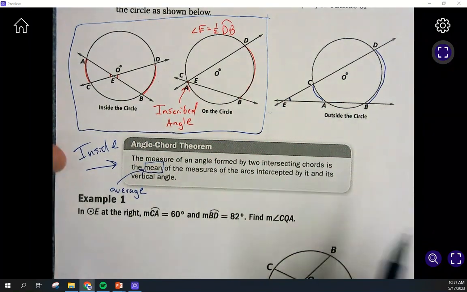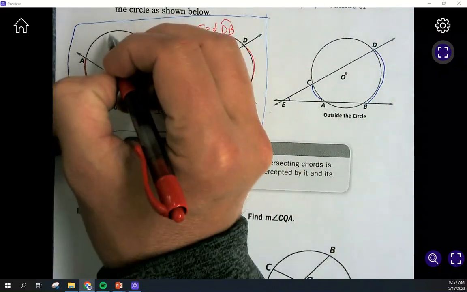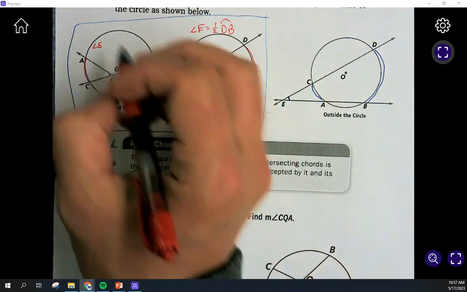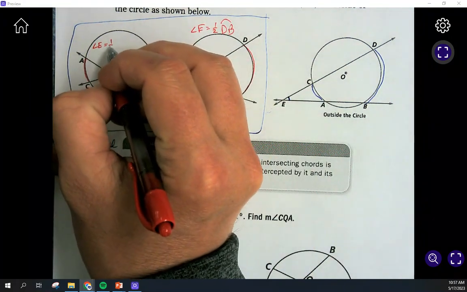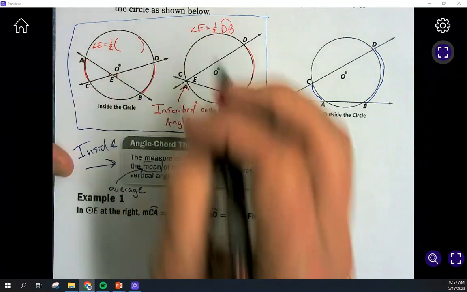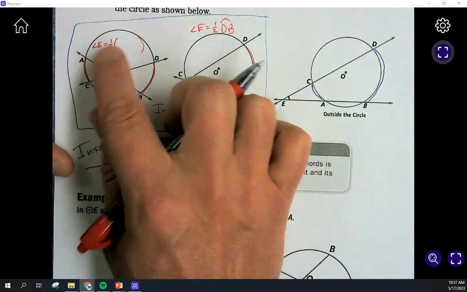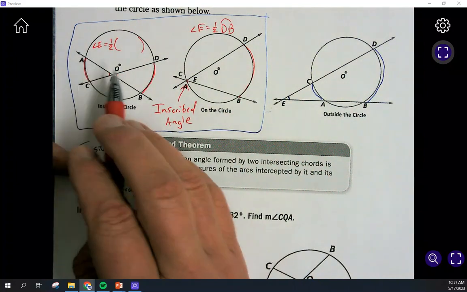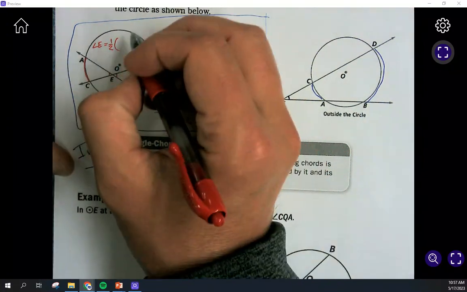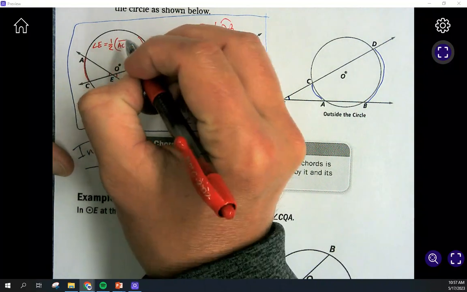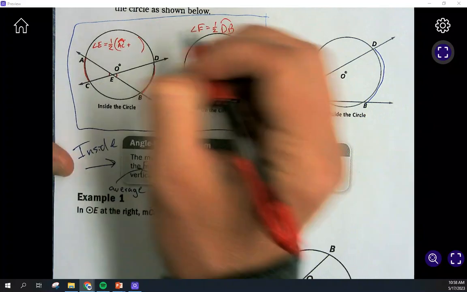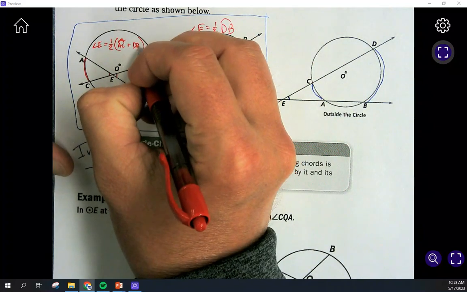So I'm going to go ahead and label it here just like I did. Angle E is going to be equal to 1/2. That comes from the mean, adding them up and dividing by 2. It's 1/2 because there are 2 of them. And it's the sum of these two arcs, so adding them together. Arc AC, make sure it's an arc, not a line, plus arc DB.